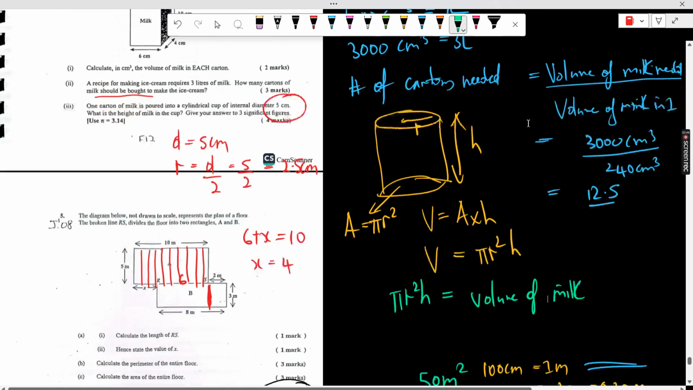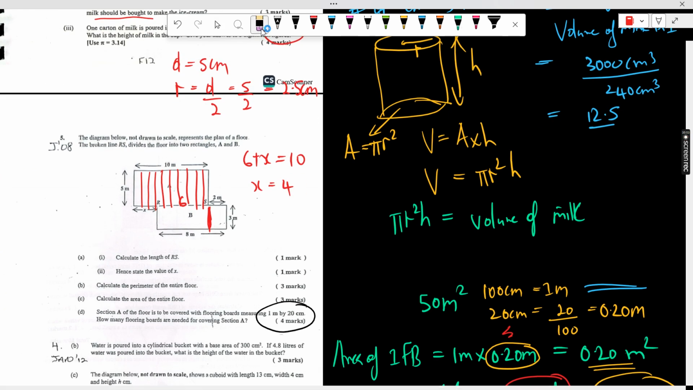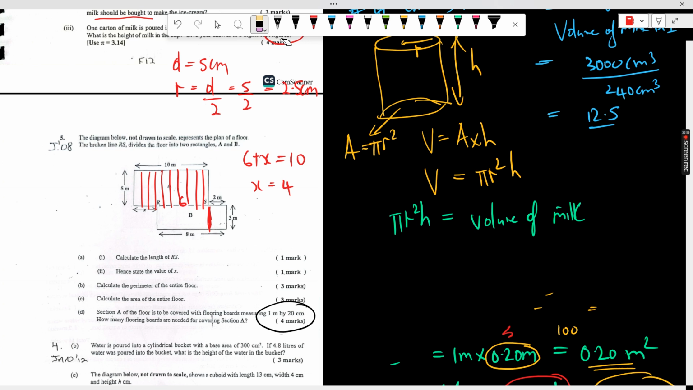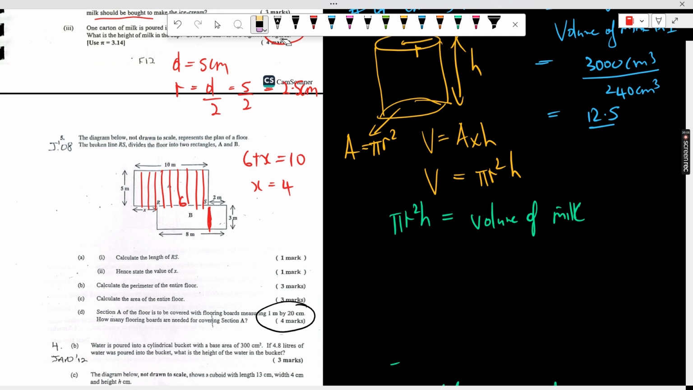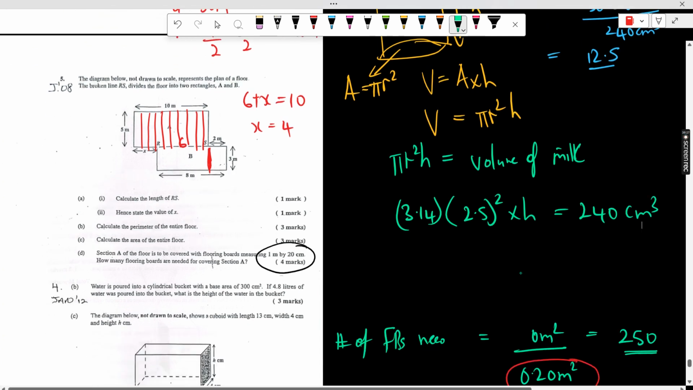And we can now substitute the values that we do know and then solve for the one that we do not know, which of course in this case is h. So we're told to use pi as 3.14 and to express the height to 3 significant figures. So let's do that. So what we have is this: 3.14 times 2.5 squared times h is equal to 240 centimeters cubed, right? And we basically work this out and we solve for h. Let me say 2.5 squared is 6.25. So what is 3.14 times 6.25?